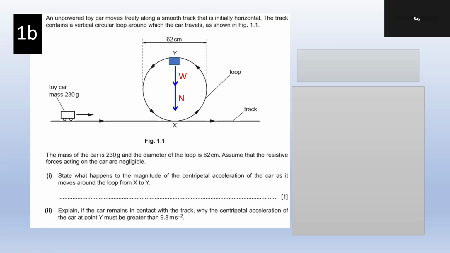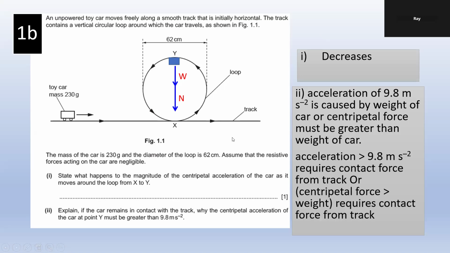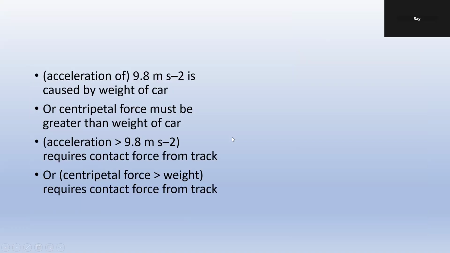So the speed at x is greater than at y, no? So it decreases. Basically, the centripetal force is W plus N, no? So the centripetal force cannot be less than W if it's going to be touching the loop, no? Okay, this one, no problem.